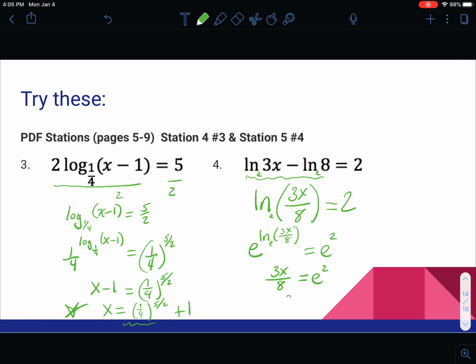We can multiply both sides by 8. 3x equals 8e squared, and divide both sides by 3. And that would be your solution. All right, we're going to do a lot more practice. We have lots of problems in those stations. So definitely bring all your questions to class.